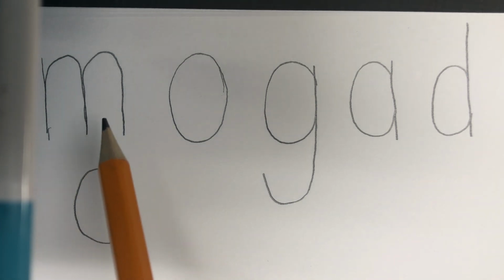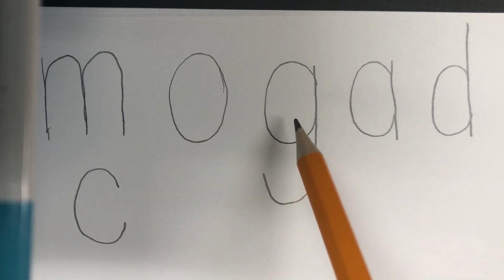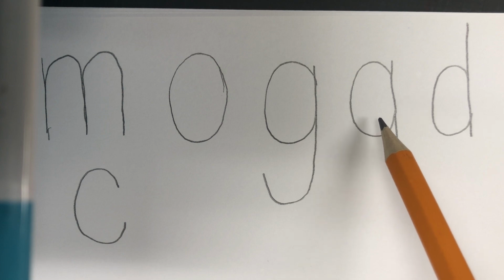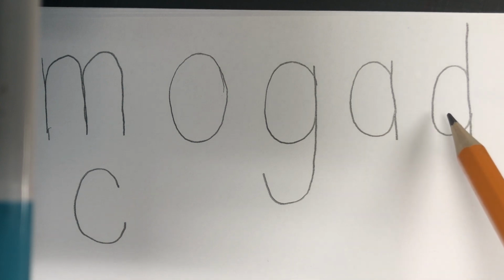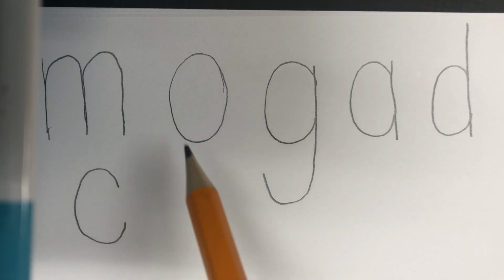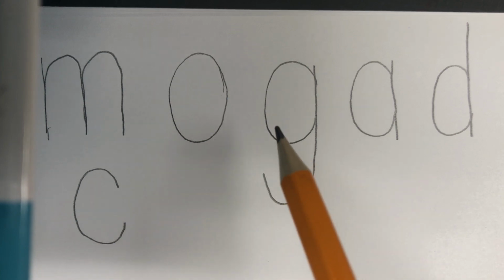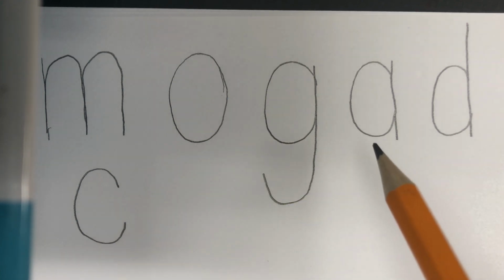Last thing, let's name these letters and then go through and make their sound one more time. Here we go. This one is M, O, G, A, D, C. Now let's make their sound. M, O, G, A, D, K. Good job, guys.